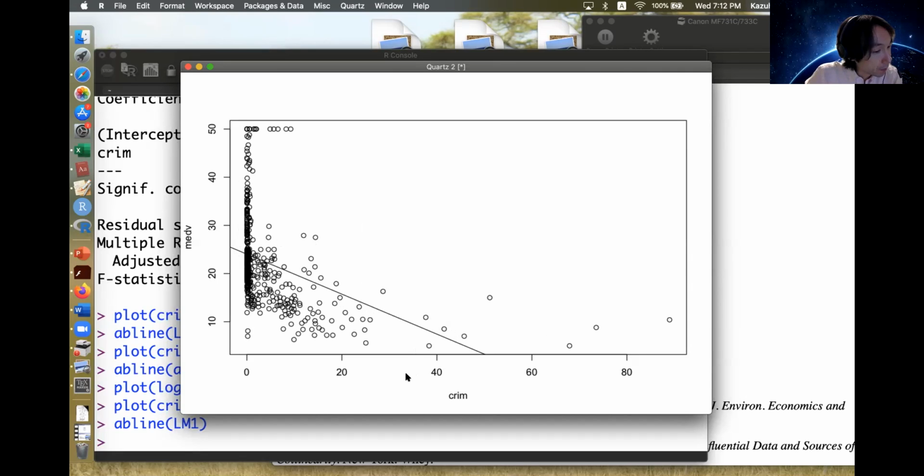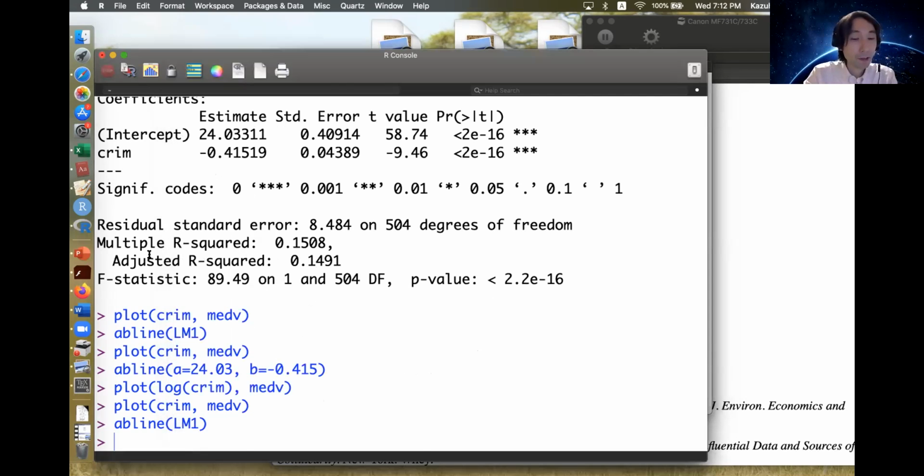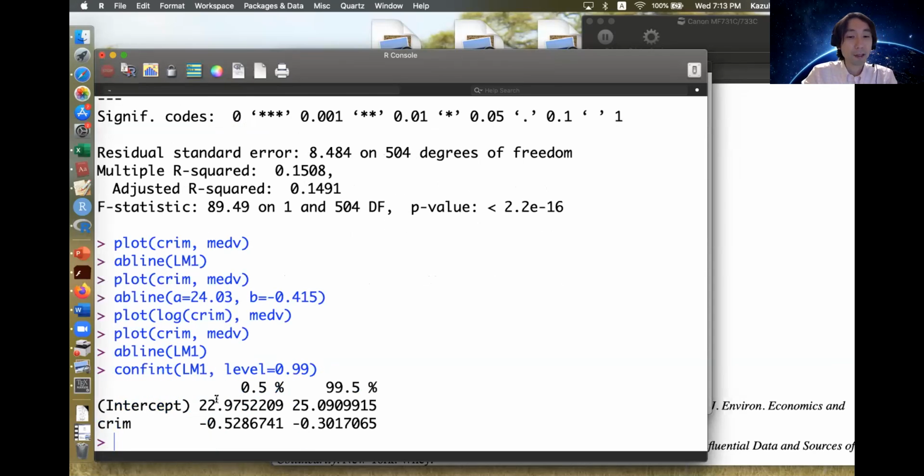That can be obtained by the predict function. So maybe at first, these are the coefficients, the intercept and the coefficient for the crime rate. We want to see how reliable these estimates are, and that can be obtained by the confint function on lm1. For example, the 99% confidence interval is obtained here.